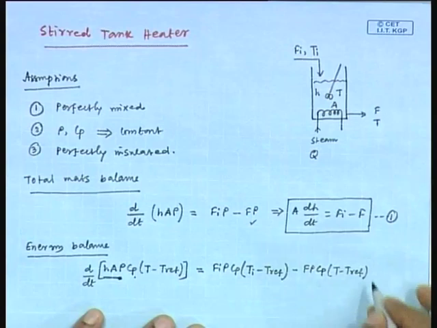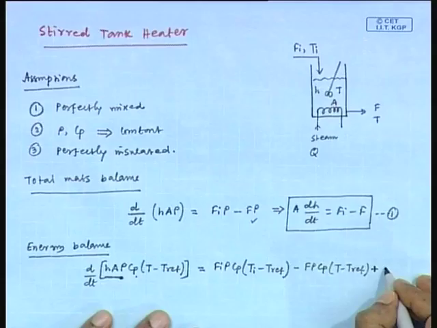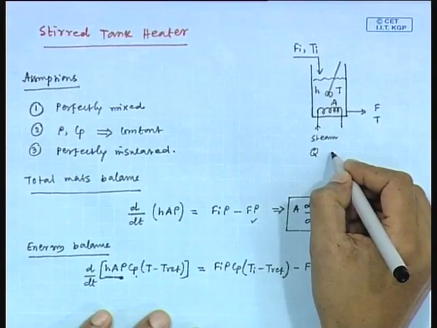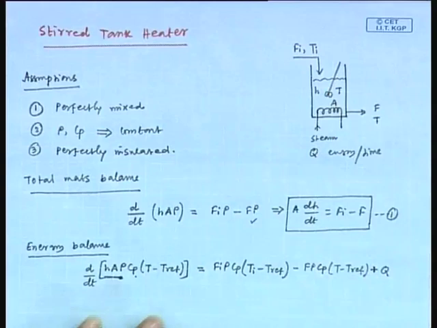And another term is the energy supplied by steam per unit time, that is Q. Basically, the unit of Q is energy per unit time, for example British thermal unit per minute. So this is the energy added, or energy supplied by steam per unit time.